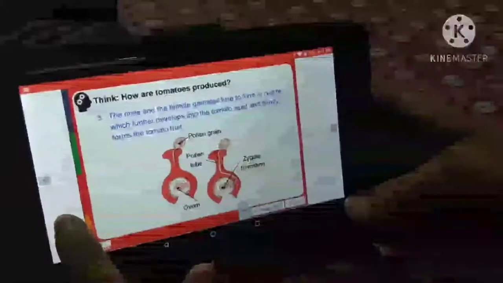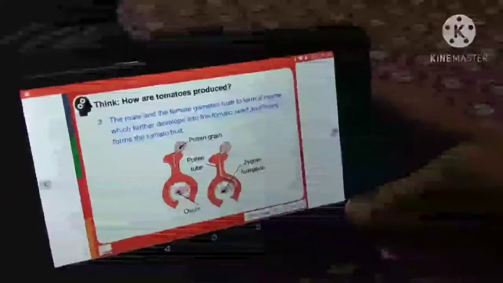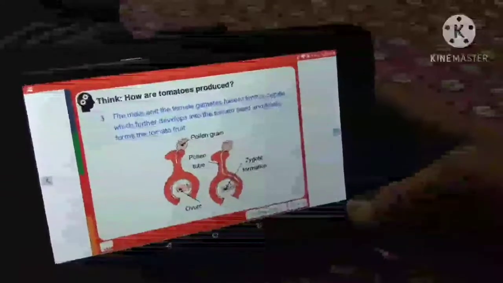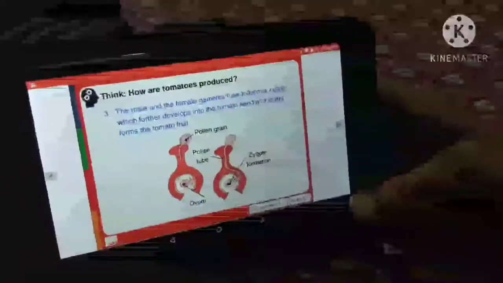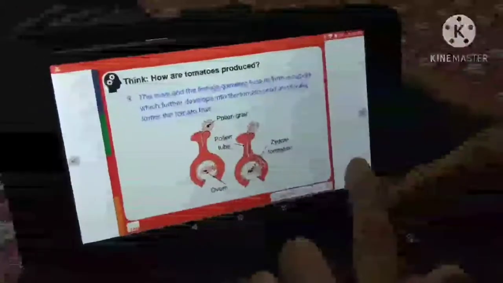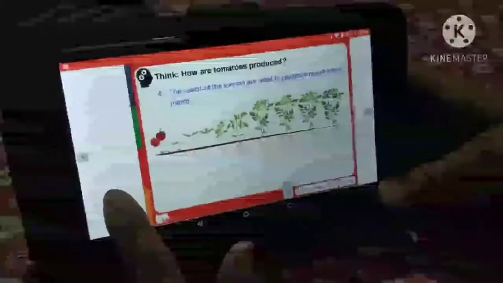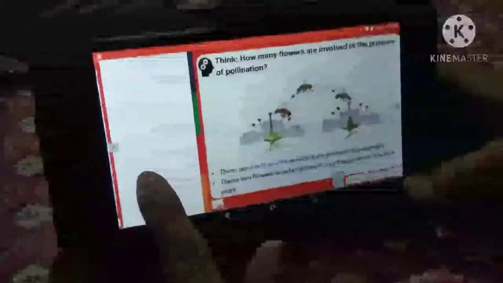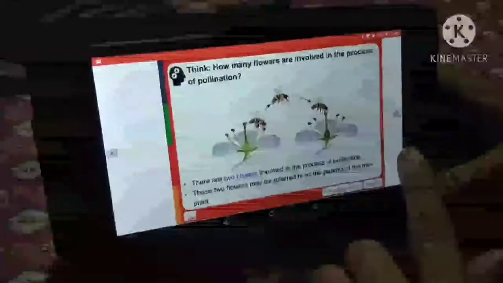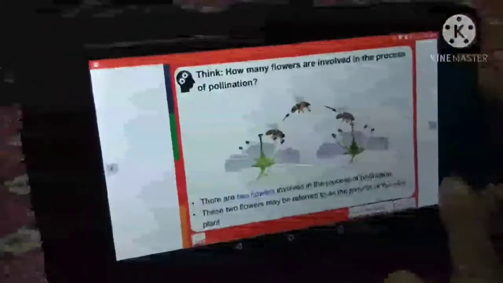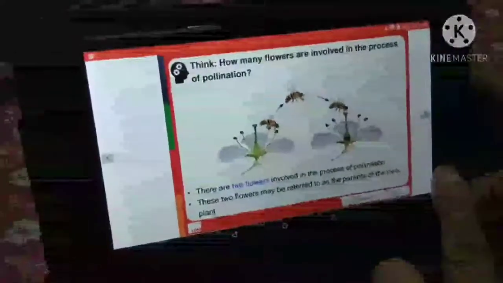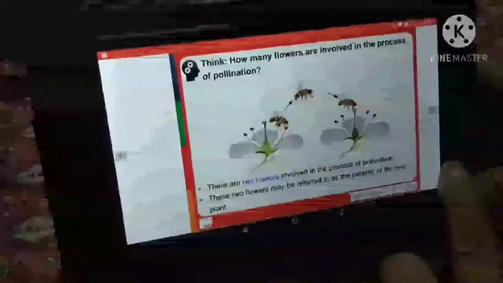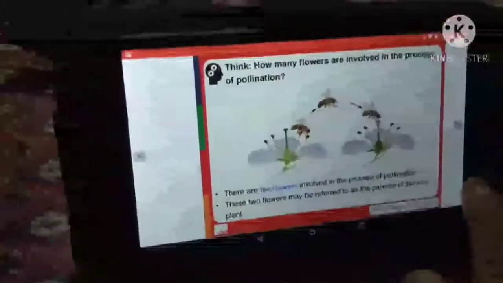The male and female gametes fuse to form a zygote, which further develops into the tomato seed and finally forms the tomato fruit. The seeds of tomato are used to produce more tomato plants. Here you can see these two flowers are involved in the process of pollination. These two flowers may be referred to as the parent of the new plant.